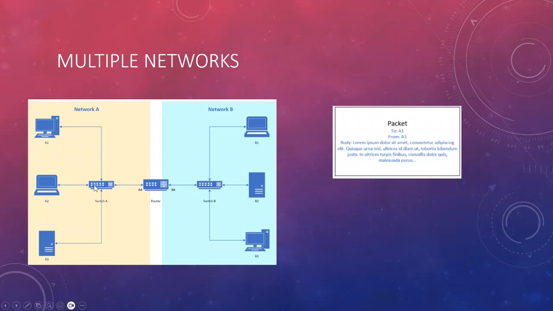It's going to go on the wire. A2 will ignore it. A3 will read it because that's who it's addressed to. The router is also going to ignore it.